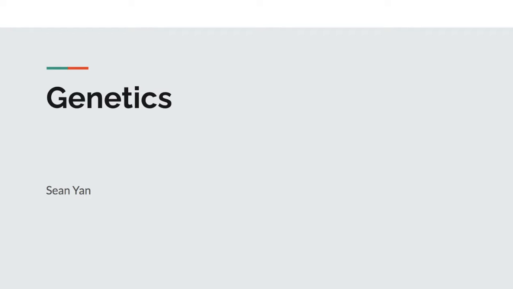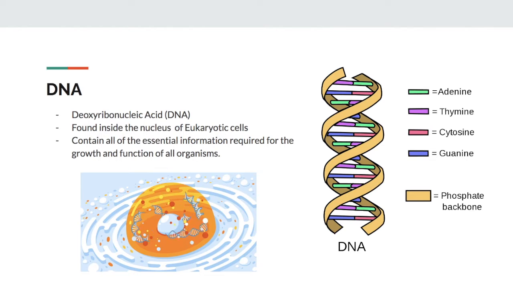In this video, we will begin by discussing how our cells use DNA as instructions for creating proteins. First, DNA, or deoxyribonucleic acid, is a type of macromolecule that is found inside the cells of living organisms. DNA molecules contain all of the essential information required for the growth and function of all organisms.